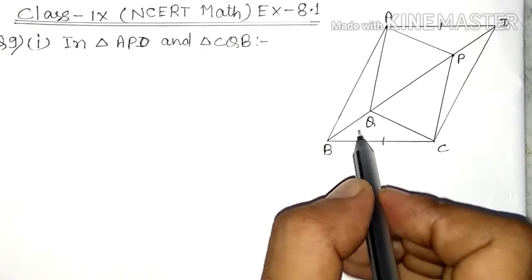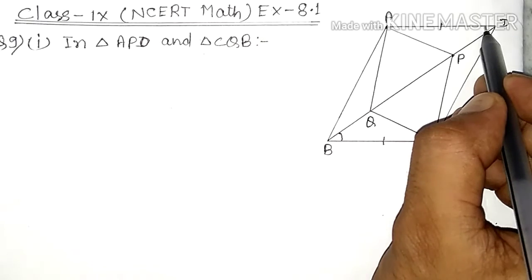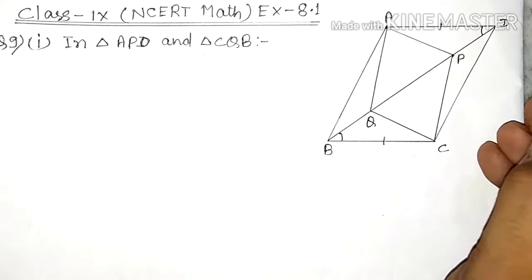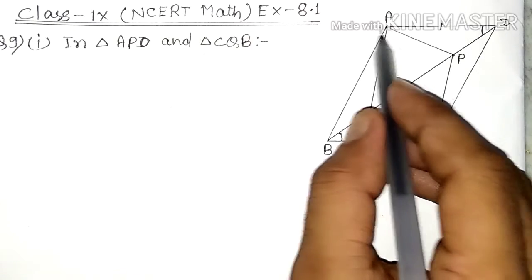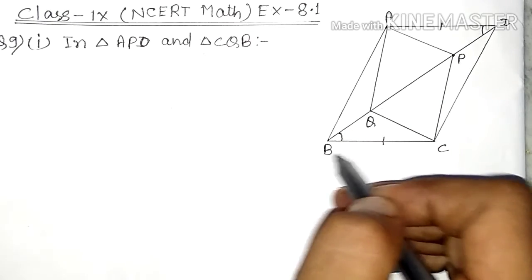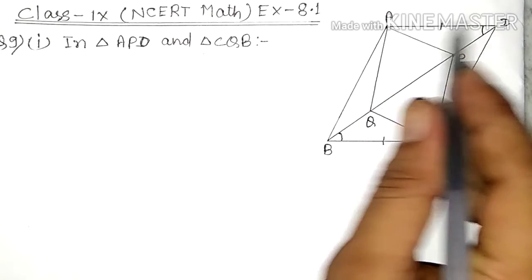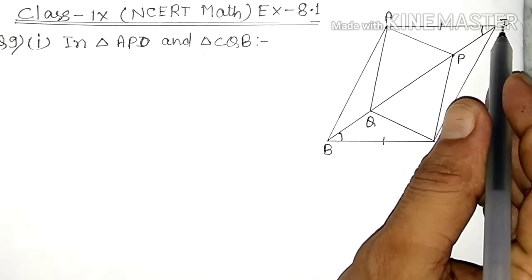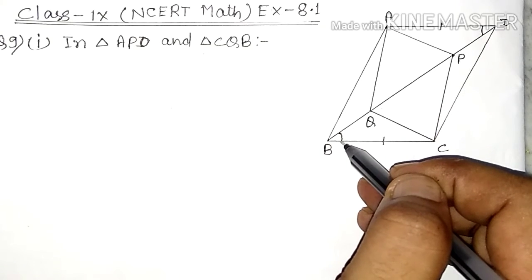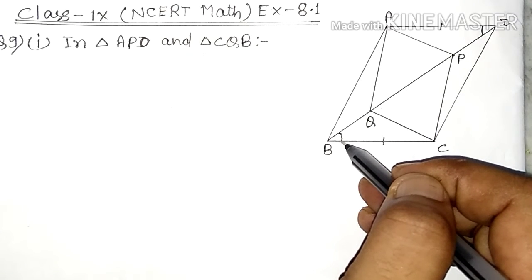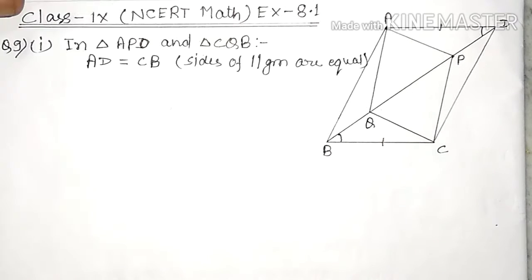And this angle is equal to this angle, alternate interior angle. This angle is equal to this angle, alternate interior angle, because AD and BC are the opposite sides of the parallelogram. So AD is parallel to BC and BD is the transversal. So this angle is equal to this angle because alternate interior angles are equal. So now I am going to write down the proof.